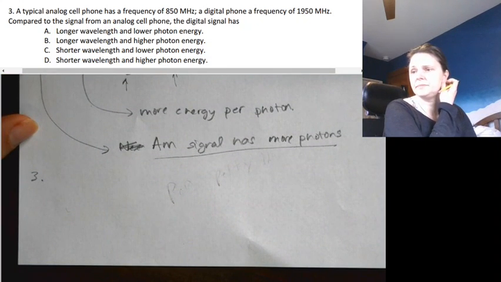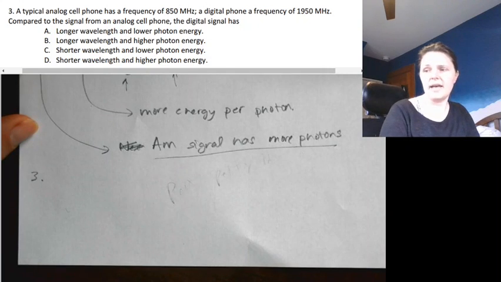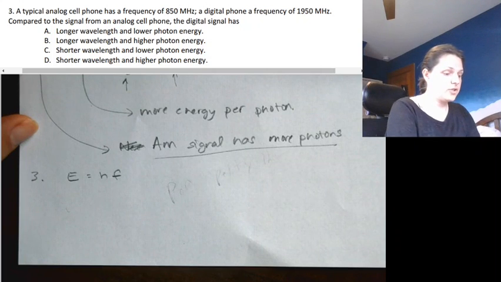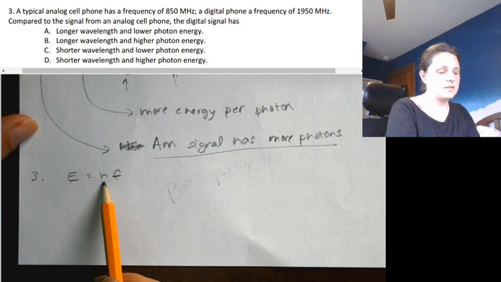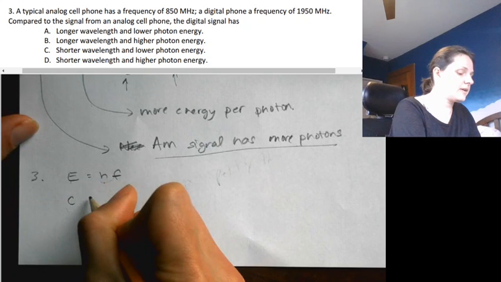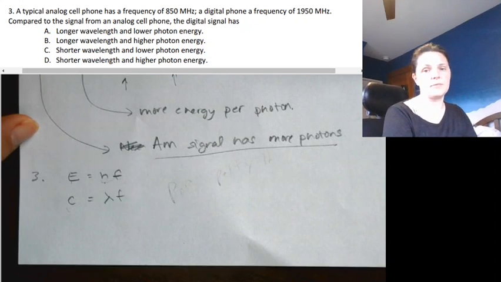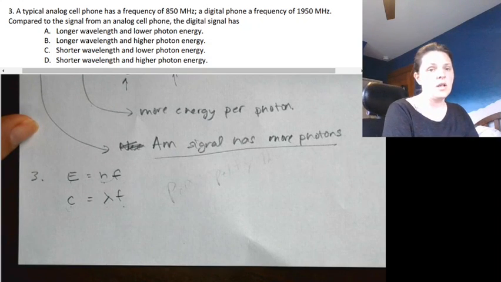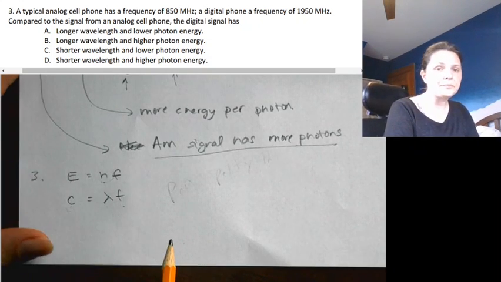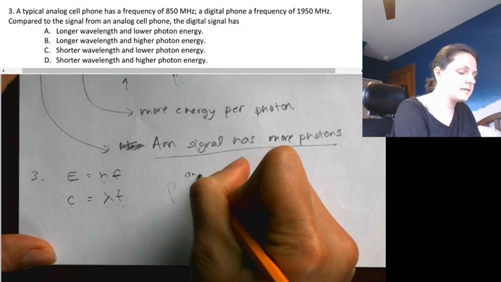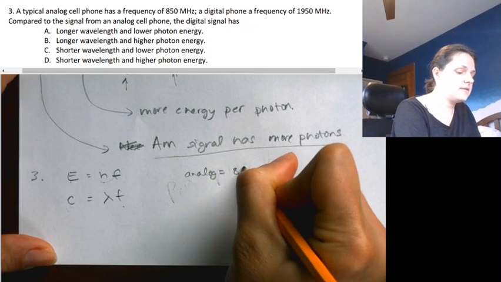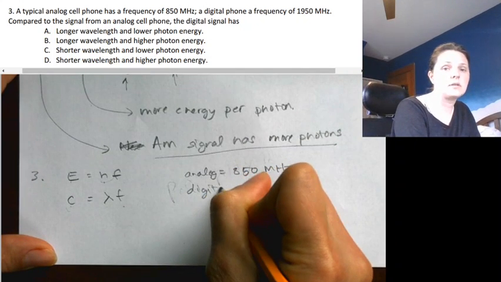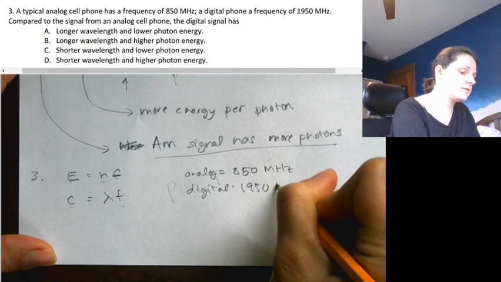Okay, so let's return to the energy per photon, which is Planck's constant times the frequency. And we'll also put up the other equation that keeps popping up from time to time, which says that the speed of light equals its wavelength times its frequency. So we'll say analog is 850 megahertz and digital is 1950 megahertz.